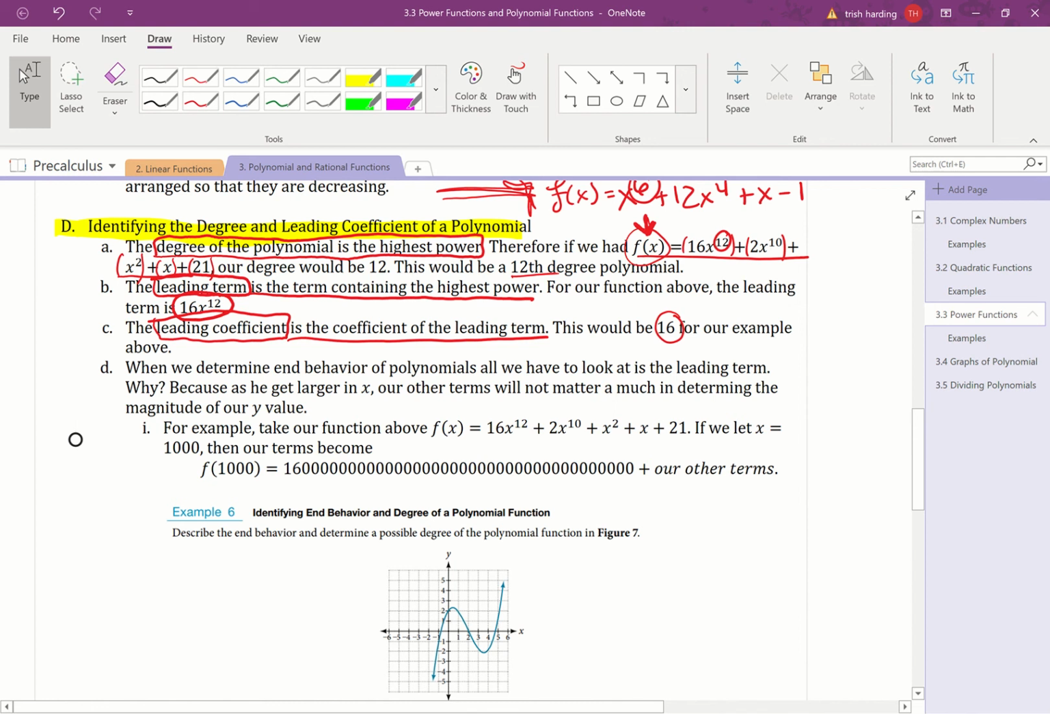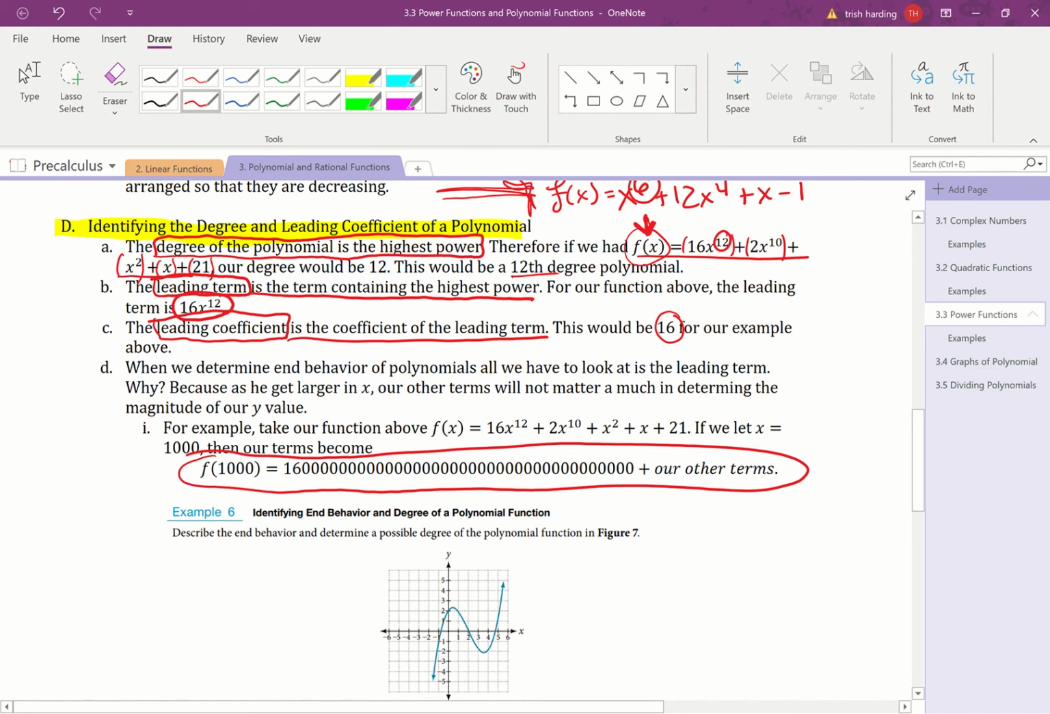So when we're going to determine that end behavior, for our example right here, if I were to take x as 1,000, notice that that first term just gets ridiculously large, and it actually gets much larger than the term next to it. So when it comes to finding the value of y at that x value, it's going to really rely on that first, oldest, so to say, term, the one with the highest degree.